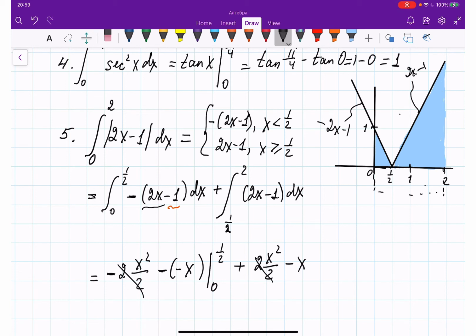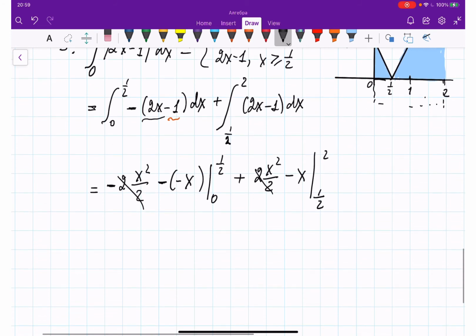Okay, plus it's going to be the same way, twice x squared over 2 and minus x, right? The integral of 1 dx is going to be x, and its limitation is going to be from 1/2 till 2. And from here we are going to have negative 1/2 to the power 2, it's going to be 1/4. This one we are working with, right? Next, it's going to be plus. So how much do we have?